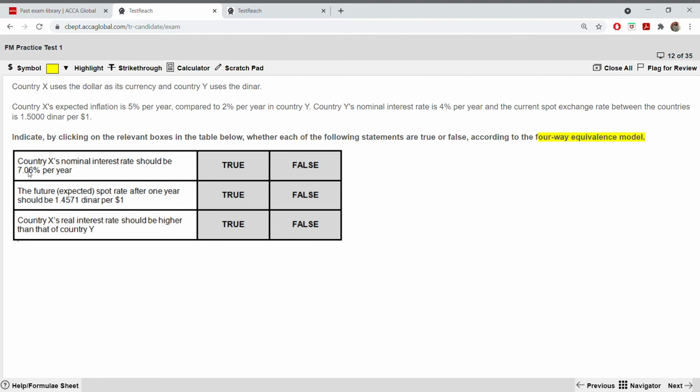So understand, here the inflation is low. When your inflation is low, definitely your interest will be low in that country. Higher the interest, higher the inflation. So if the inflation is 2% and interest is 4% in country Y, and country X's inflation is higher than country Y, then definitely the interest also will be higher than 4%. So this is true.